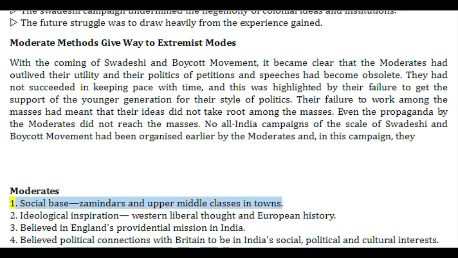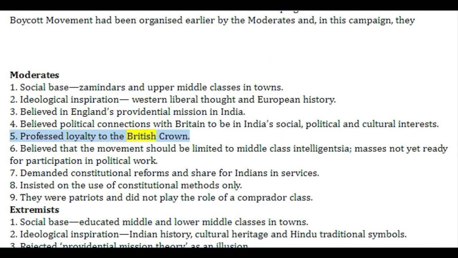Moderates. 1. Social base: zamindars and upper middle classes in towns. 2. Ideological inspiration: Western liberal thought and European history. 3. Believed in England's providential mission in India. 4. Believed political connections with Britain to be in India's social, political, and cultural interests. 5. Professed loyalty to the British Crown. 6. Believed that the movement should be limited to middle-class intelligentsia, masses not yet ready for participation in political work.